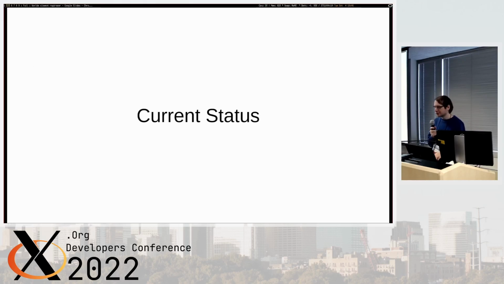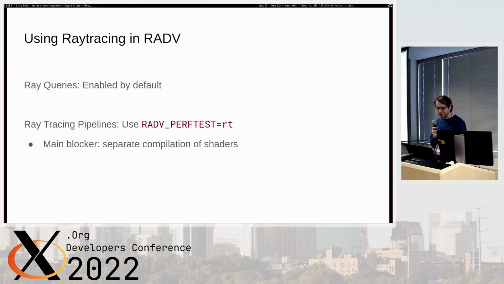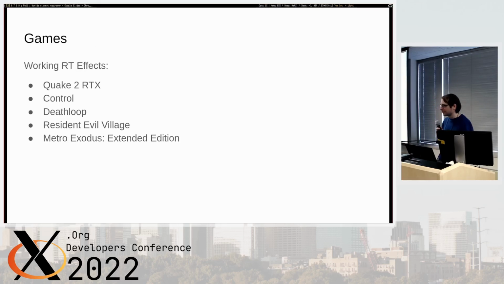And now, what's the current status? Ray queries are enabled by default. That was the simple option. And ray tracing pipelines are behind the environment variable RADV_PERFTEST=rt. As said, separate compilation is the main blocker there. And we have a couple of working games. Quake RTX is a simple demo. We have Control, we have Deathloop. I hear Resident Evil Village works and Metro Exodus. Okay, I might have that wrong. I think it's Enhanced Edition. I'm sorry.